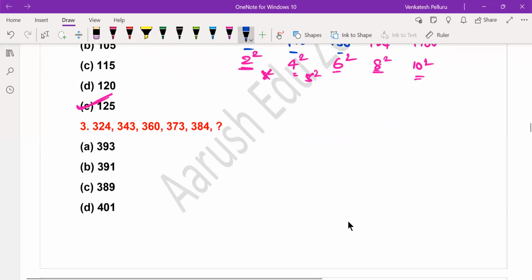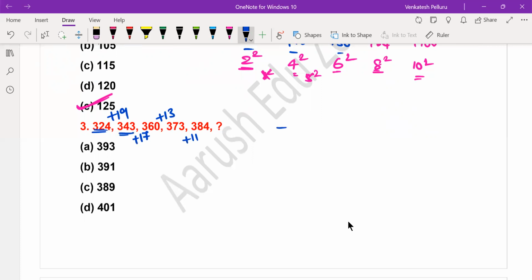So I will take this question. I will be writing here itself. Okay, I think you can understand what I'm trying to say. If you look at the difference between 324 and 343, the difference is 19. Then the difference between 343 and 360 is 17. The difference between 360 and 373 is 13. Between 373 and 384, the difference is 7 plus 4, 11.